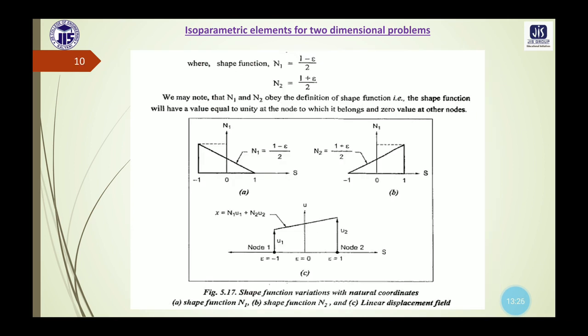So here the shape function n1 equals 1 minus epsilon by 2 and n2 equals 1 plus epsilon by 2. So this is the formula for the shape function here. N1 equals 1 minus epsilon by 2 and n2 equals 1 plus epsilon by 2. And here n1 and n2 obey the definition of the shape function, that is, the shape function will have a value equal to unity at the node to which it belongs and 0 value at the other nodes.